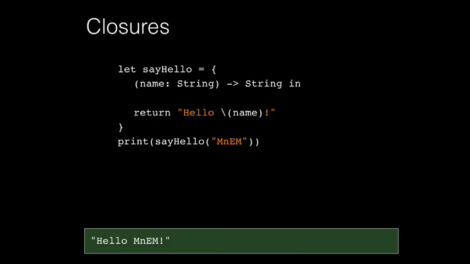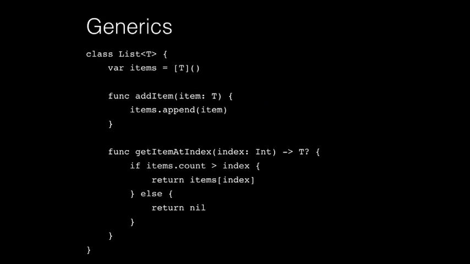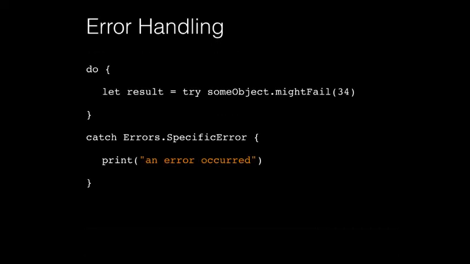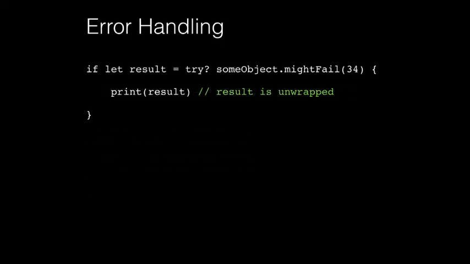So that's closures. Swift has generics. It's very similar to C#, so I won't go into detail about it. I just wanted to show you an example of it. Error handling uses a do-catch instead of a try-catch. There is not an exception class that you have to subclass. Instead, the object that you throw has to implement a certain protocol, and I'll show you that in a minute.